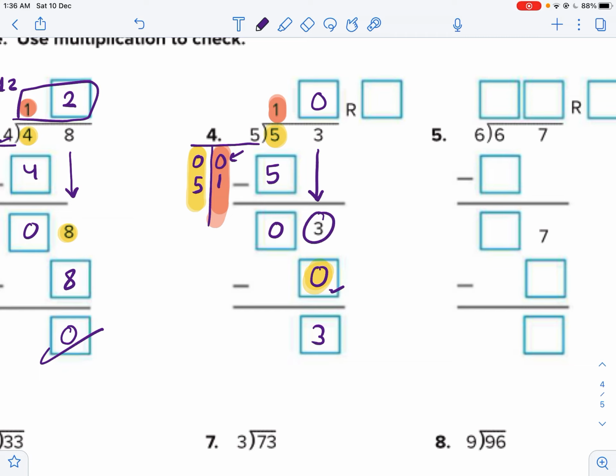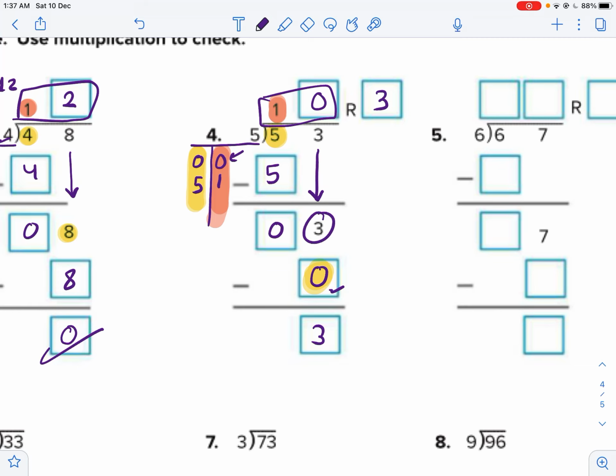So of course you can't divide the 3 anymore, so you will say it is your remainder. You will write it here. So the answer for this problem is 10. This is the 10, and the remainder is 3.